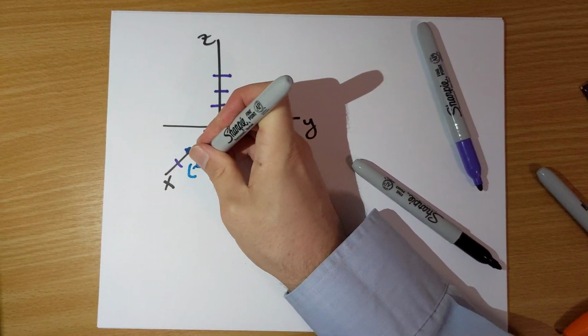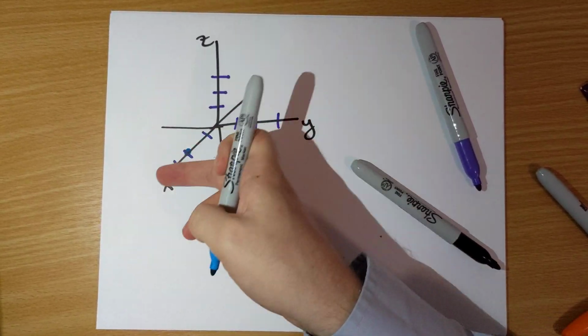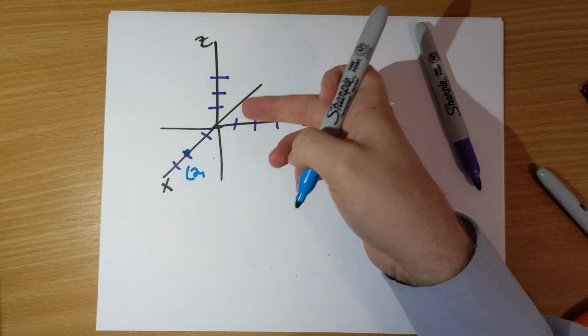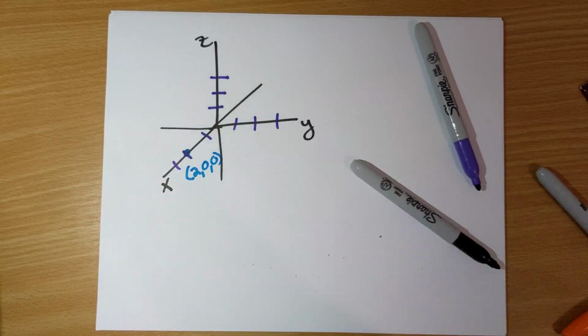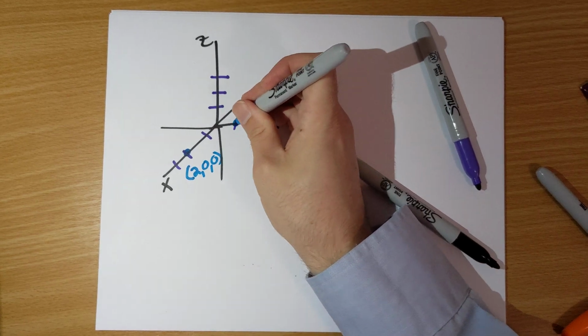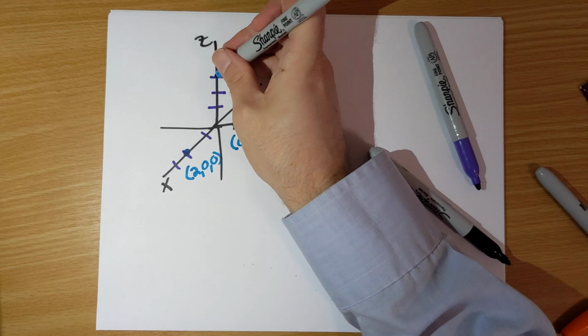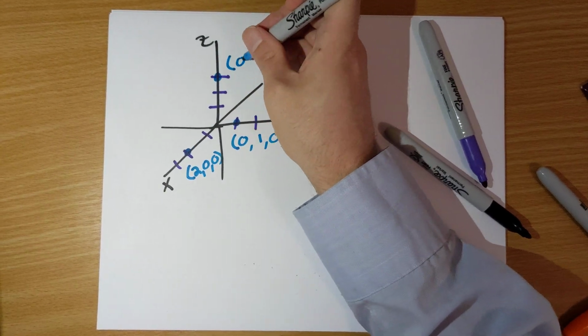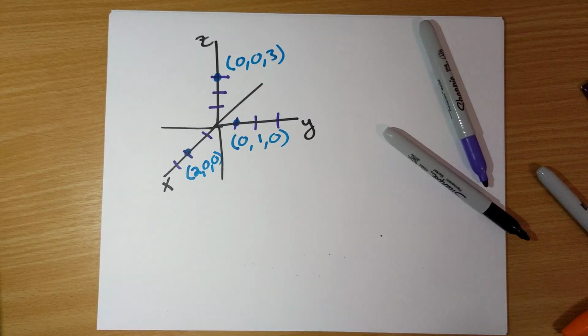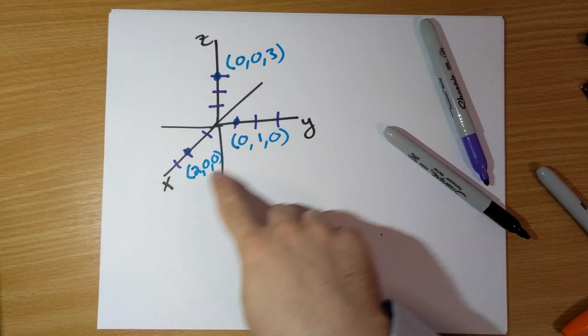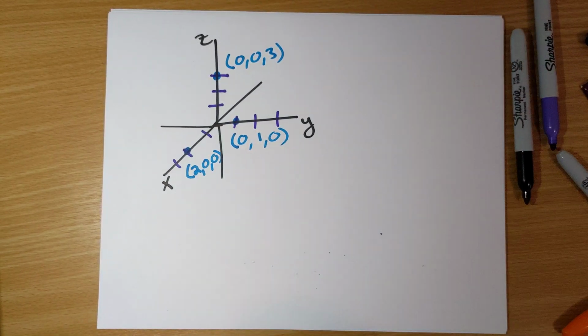So this right here is the point x is 2. And then if we're on the x-axis, both y and z are 0 there. If we're on the y-axis, both x and z are 0 there. And if we're on the z-axis, both x and y are 0 at that point. So these are some of the most important points that you'll need to graph.